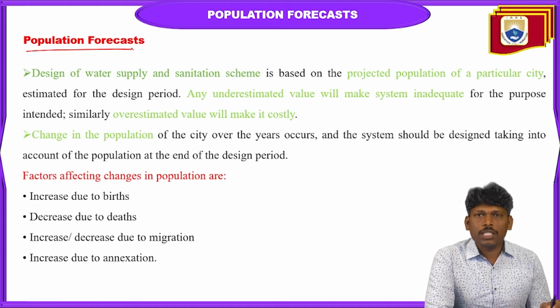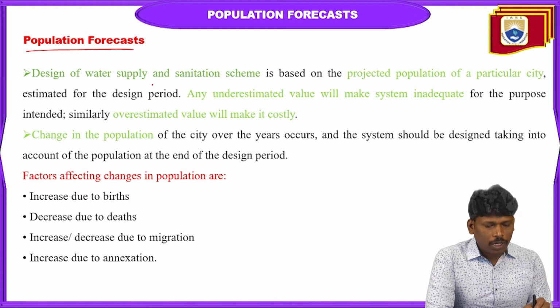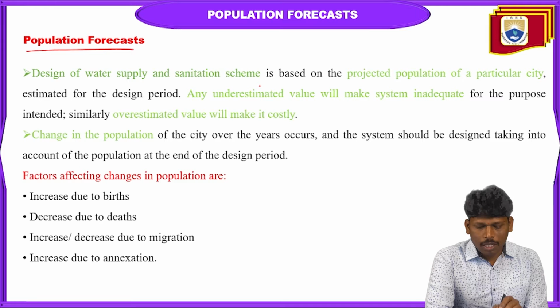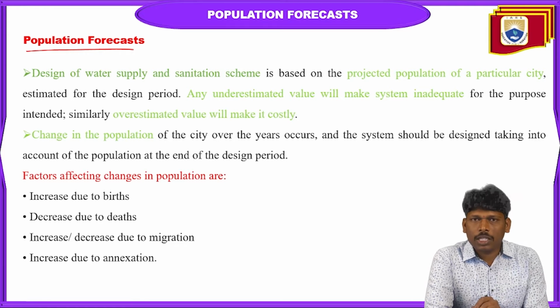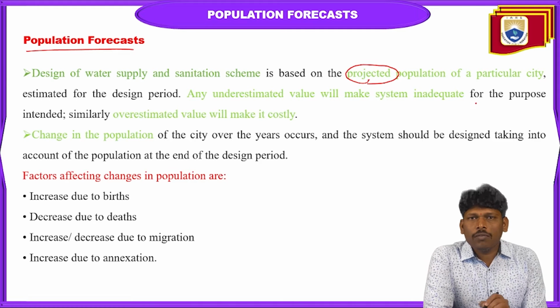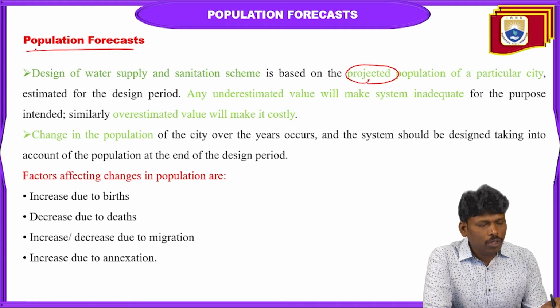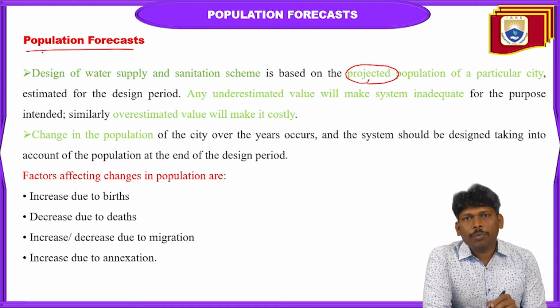This population forecast is, as I told yesterday and also discussed two methods, but once again I am stressing this point. The population forecast is nothing but this: the design of water supply and sanitation schemes is based on the projected population of a particular city. This projected population of a particular city is an unknown one. So in order to estimate the population of that particular city after 20 years, 30 years, whatever the procedure, whatever the methodologies, whatever the calculations we are doing, that is towards estimating the population in any particular city for the selected year.